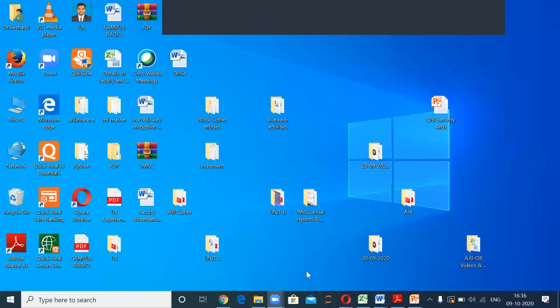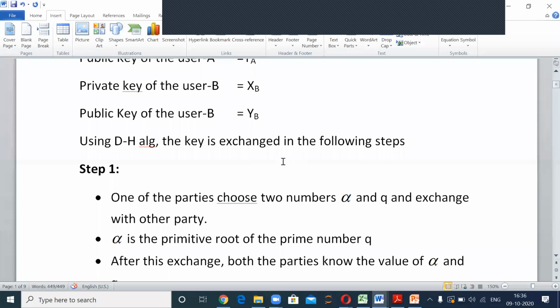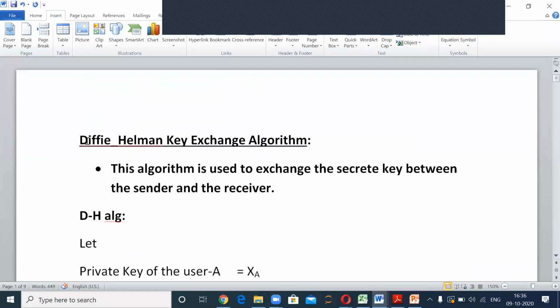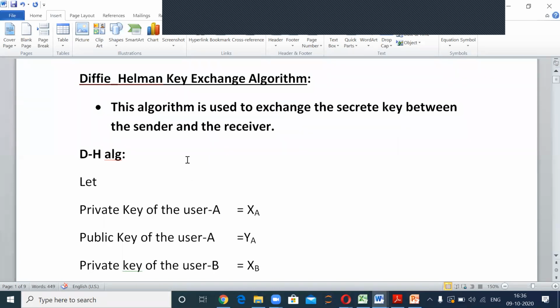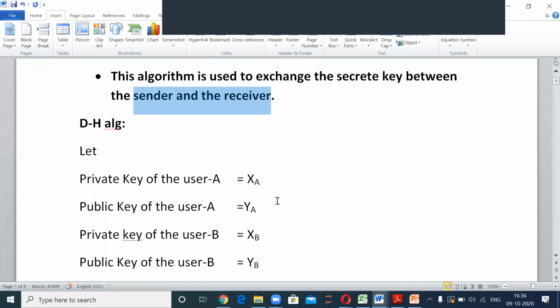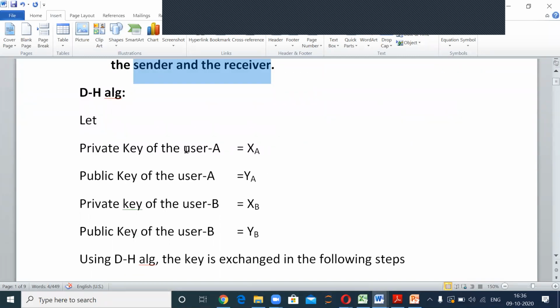This is about the basics of public key cryptography and the key management concepts. Also in this session, two public key cryptographic algorithms are covered: the Diffie-Hellman key exchange algorithm and the RSA algorithm. What is the main objective of the Diffie-Hellman key exchange algorithm? To exchange the secret key between the sender and the receiver. Here, user A has two keys, public and private. The private key is represented as XA and the public key as YA. User B also has two keys, the private key XB and the public key YB.